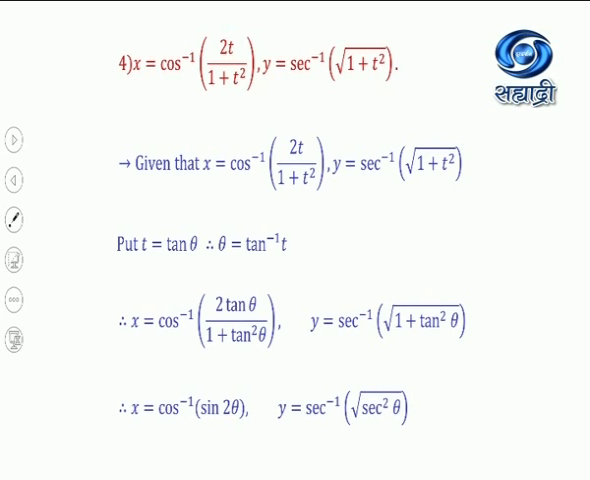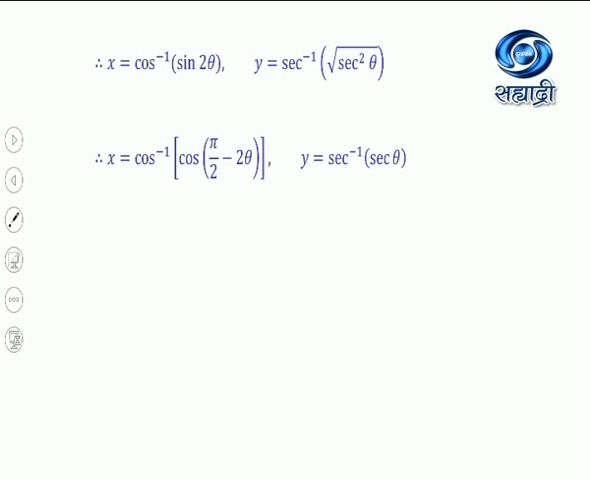And now this can be written as, this is the formula for sin 2 theta, and here 1 plus tan square equal to sec square, that is the fundamental identity. And so we write this. And now we will continue. Here sin 2 theta can be written as cos of pi by 2 minus 2 theta. You know very well cos of pi by 2 minus theta equal to sin theta. Here theta is replaced by 2 theta, so we write sin 2 theta equal to cos of pi by 2 minus 2 theta.